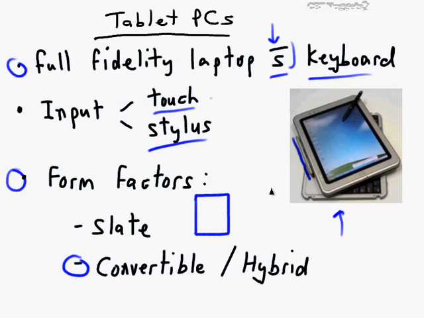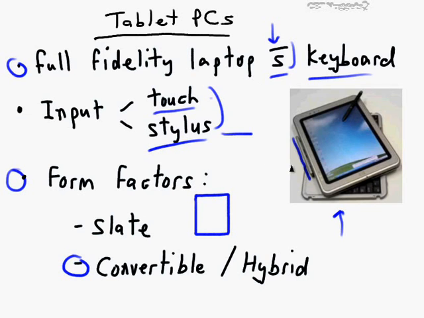Tablet PCs tend to require specialized software, for instance, handwriting recognition software that can convert your stylus input into printable characters. Microsoft Windows in particular has done a good job at that sort of translation. Tablet PCs have their role for sure in specialized work environments, maybe warehouse workers, where it's just impractical for them to carry around a full fidelity laptop. They can carry a slate and do input and output just with, as I said, touch or stylus.